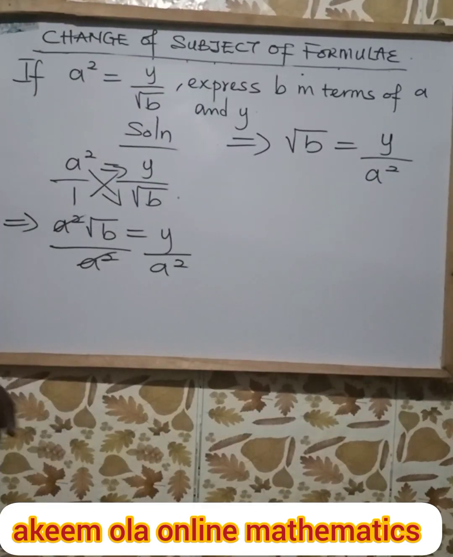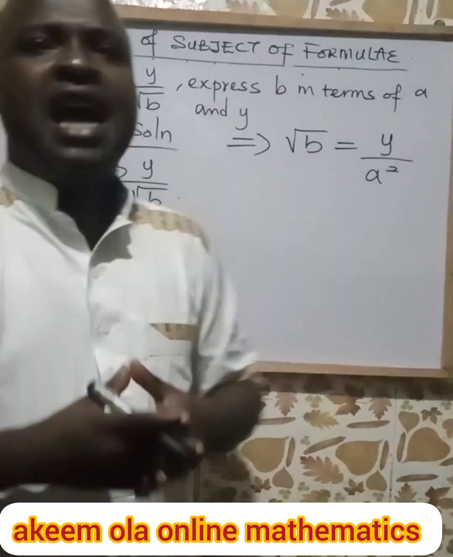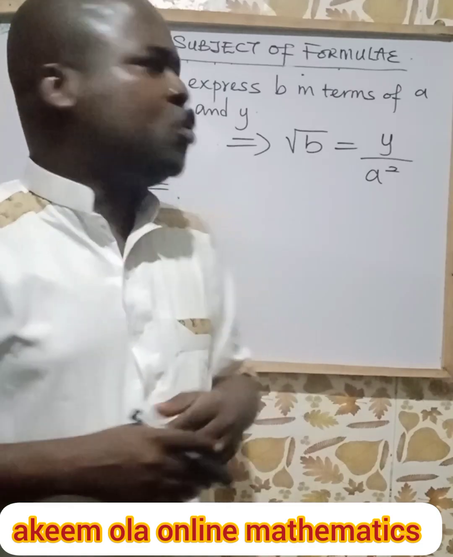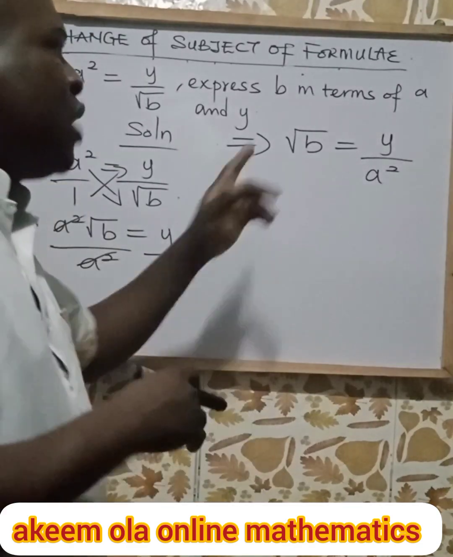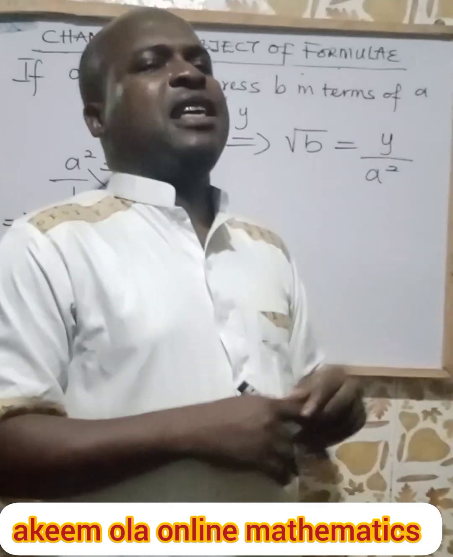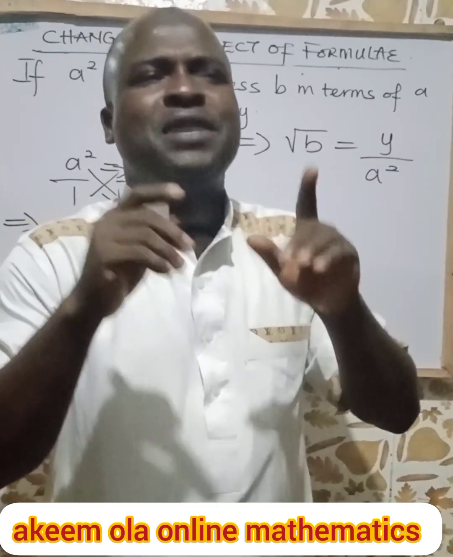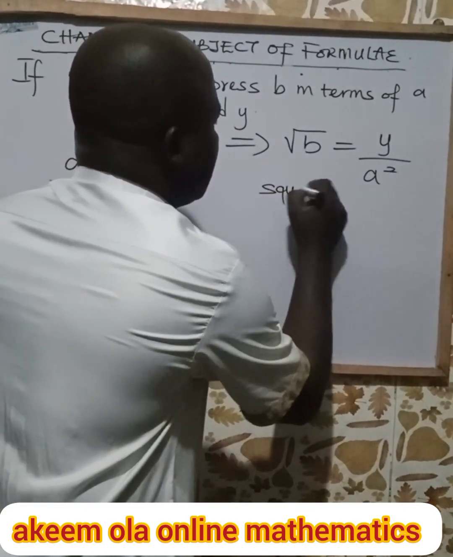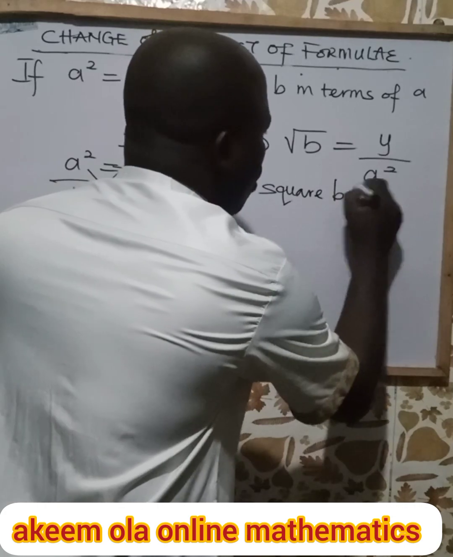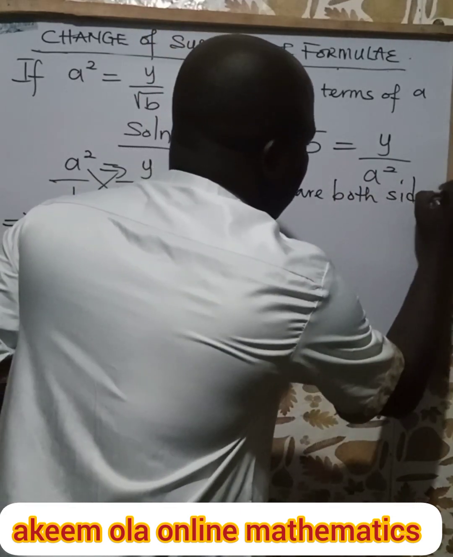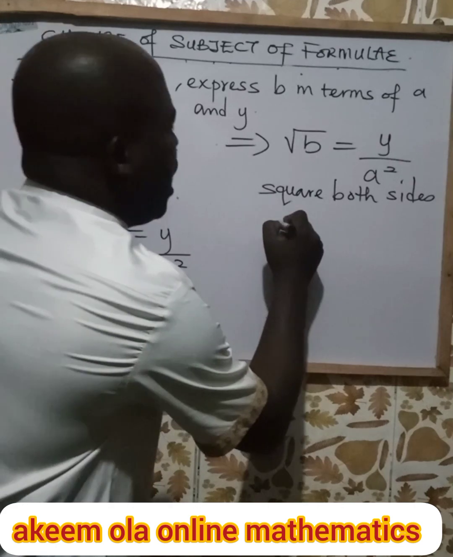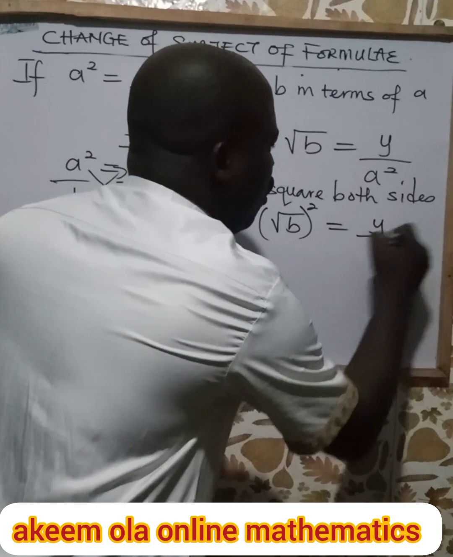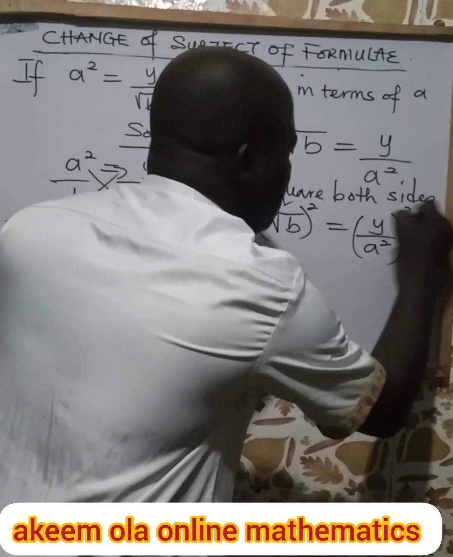So from here, what can I do? From the question, I am not asked to make root b the subject of formula. What I was asked to do is to make b the subject of formula. So I need to remove this root sign here, and for me to remove the root sign, I am going to square both sides. If you square both sides, we are going to have root b square is equal to y all over a square, all squared.